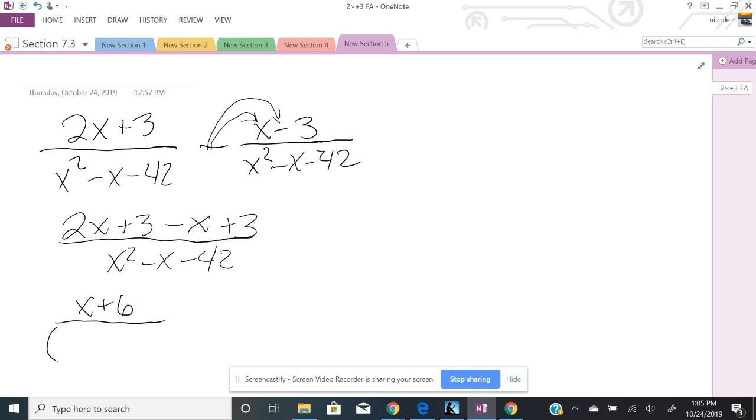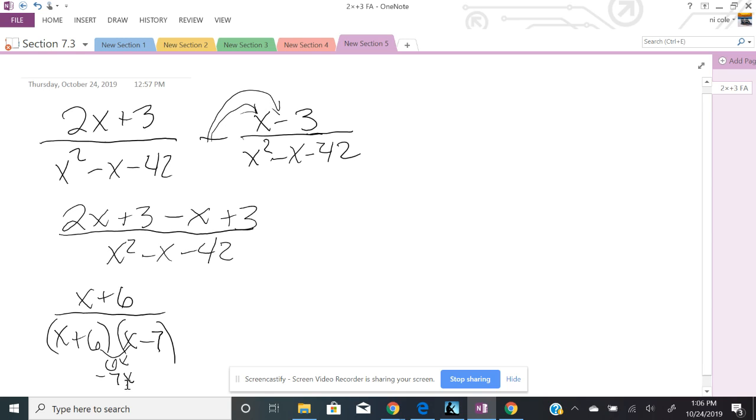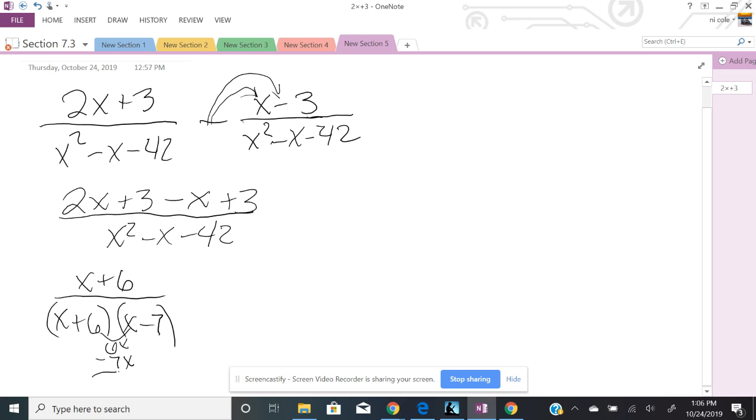And let me try factoring the denominator. So I have x and x. I should have a plus and a minus. What makes 42? Well, 6 and 7. Check the insides, gives me a positive 6x. Outsides gives me a negative 7x. And I sum that up, and that does give me a negative x. So that is all good.